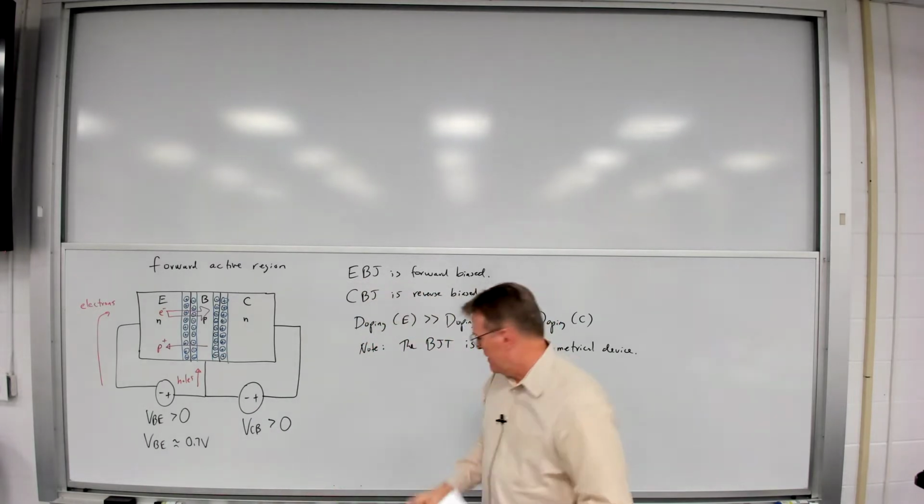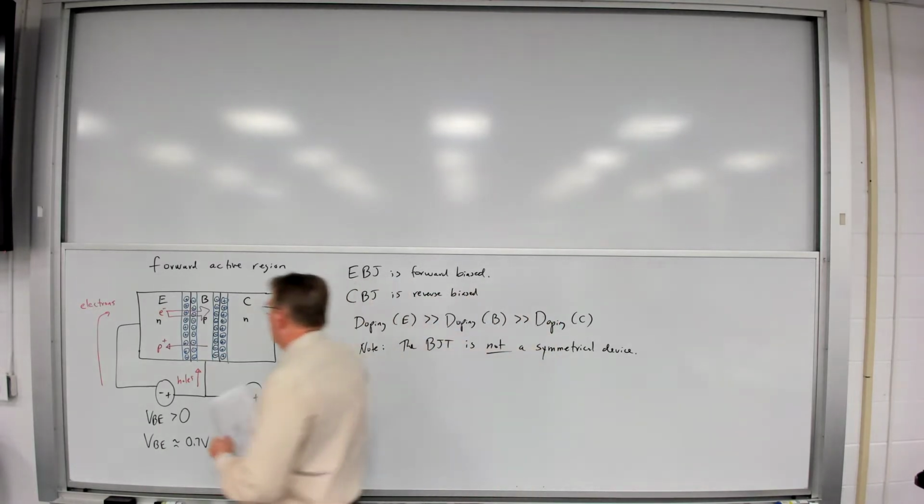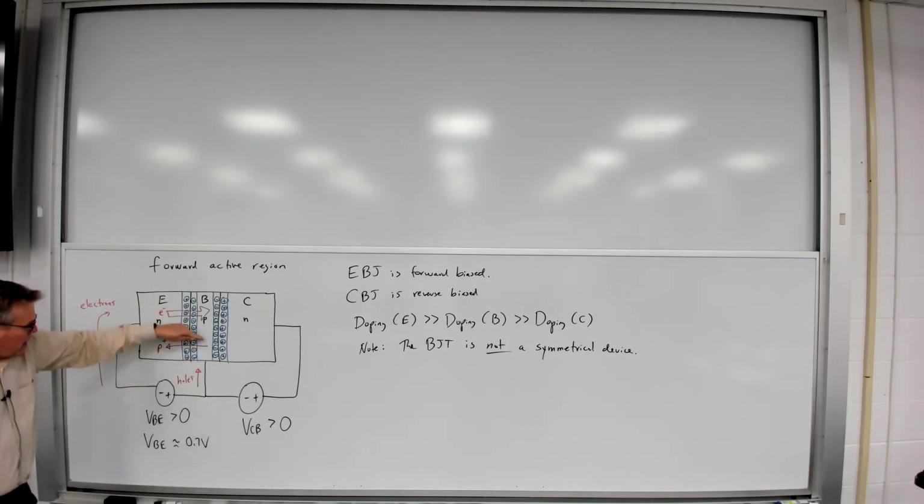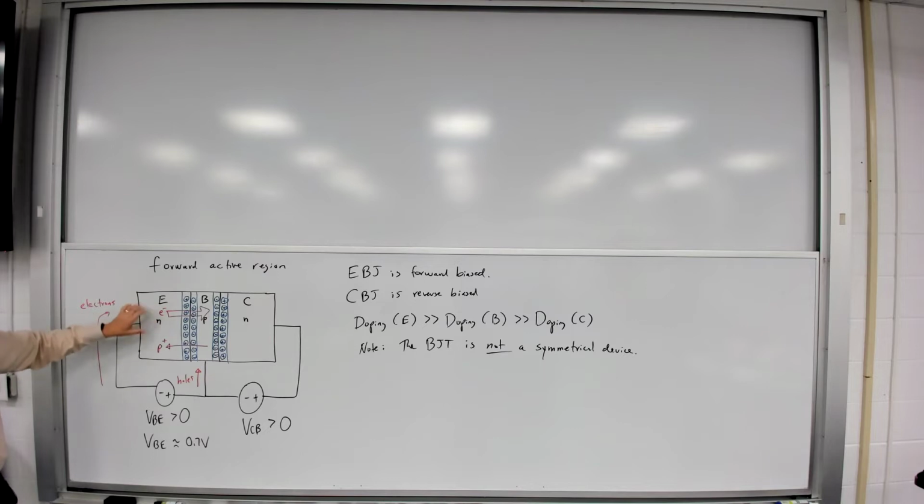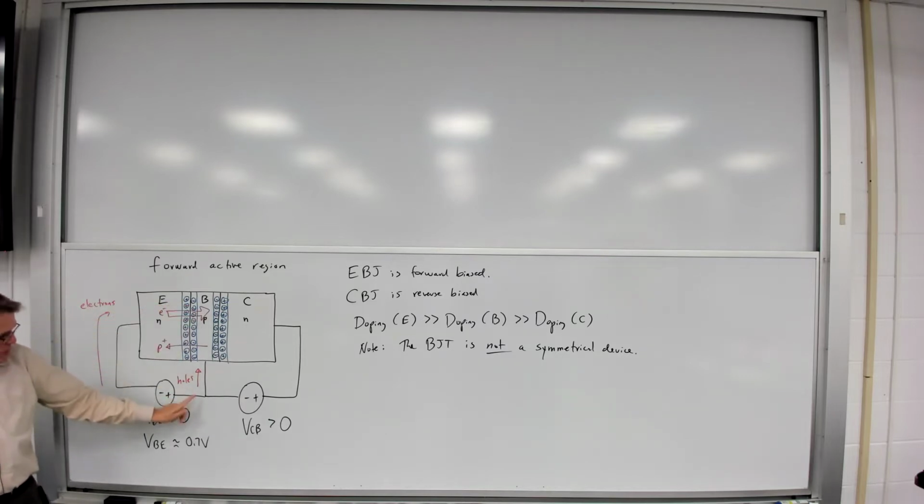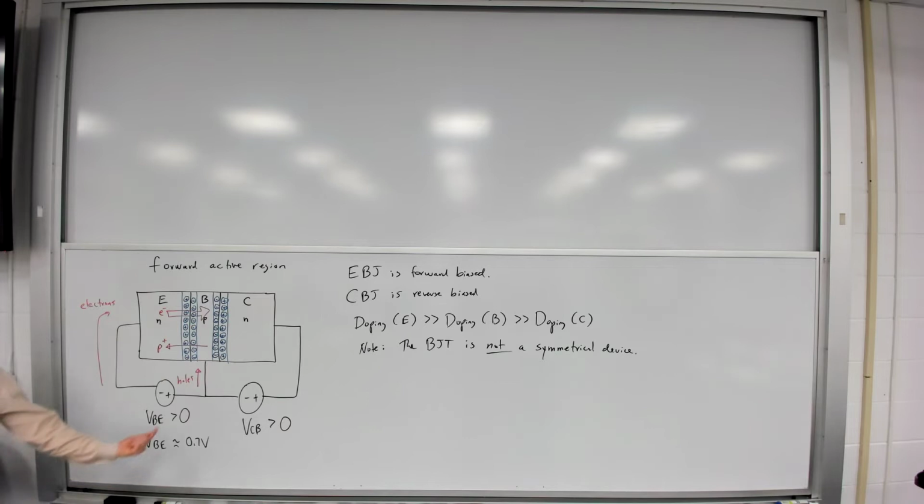What happens here? Well, once the holes get over to the n-type region, they're going to recombine with the electrons that are being injected into the emitter. And as electrons travel into the base, they're going to recombine with the holes flowing into the base.